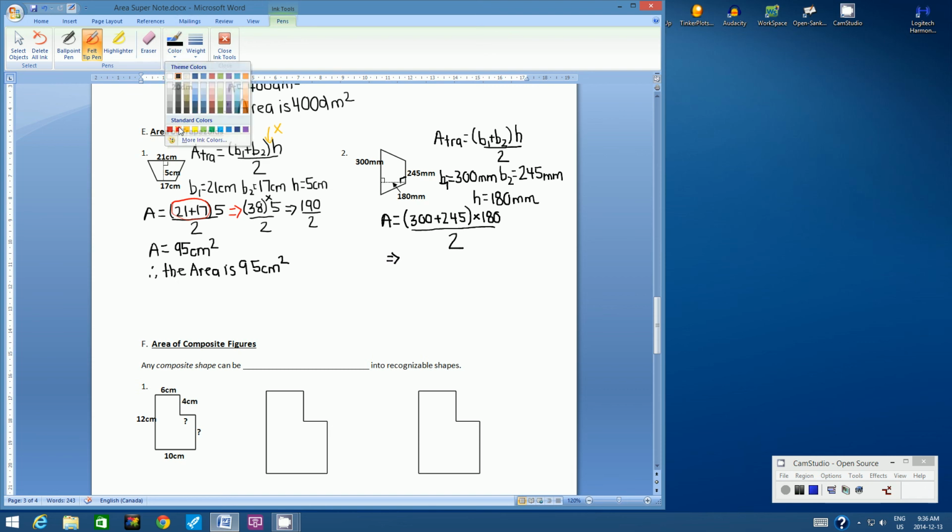Okay, now according to the rules of BEDMAS, we have to do brackets first. So using your calculator, what is 300 plus 245? Well, I got 545. So let's rewrite what we know. So the bracket is 545. That's what we got for the bracket. Then it's multiplied by the height, which is 180, all over 2.